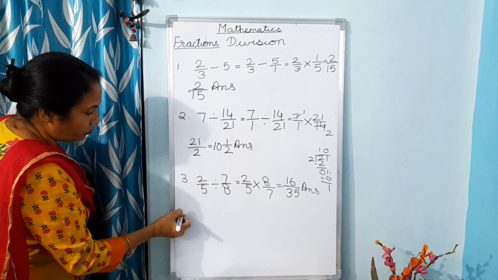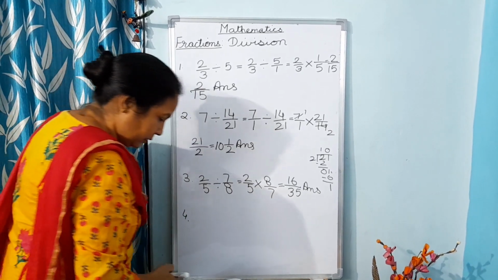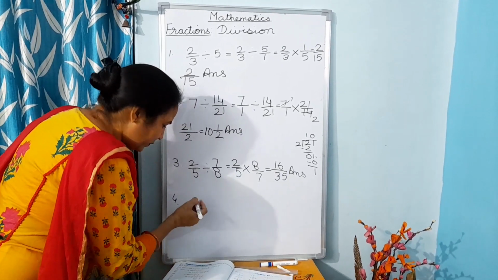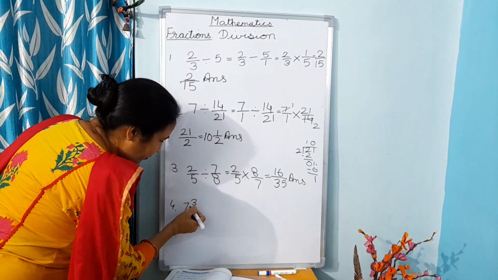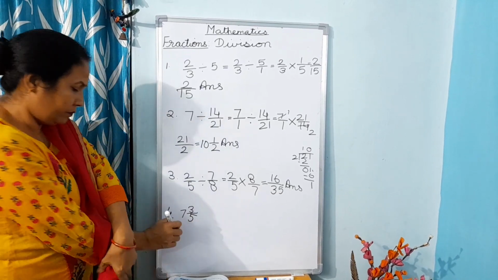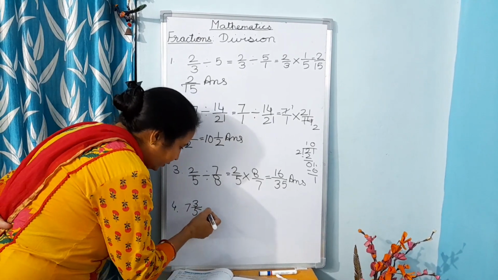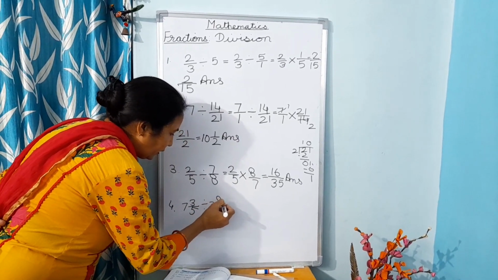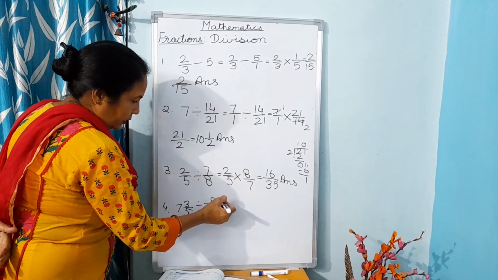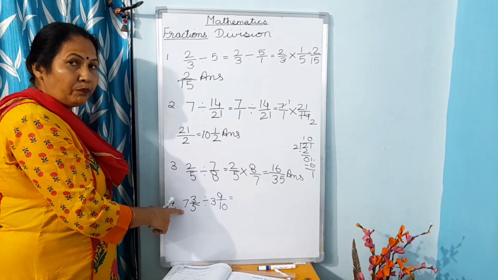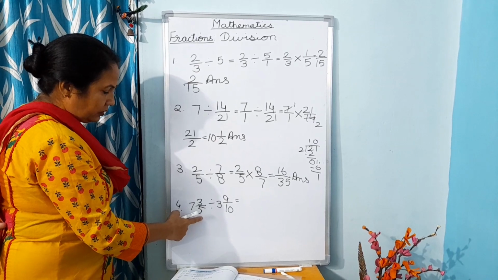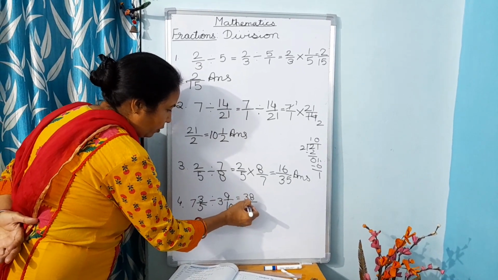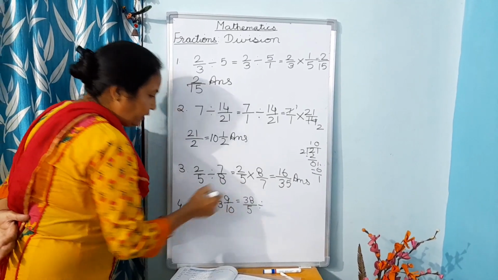One more sum where you have mixed fractions. I will take from the book, and that is 7 3 upon 5 divided by 3 9 upon 10. Now first change this into an improper fraction. 7 fives are 35 and 3, 38 upon 5. Don't change the sign.